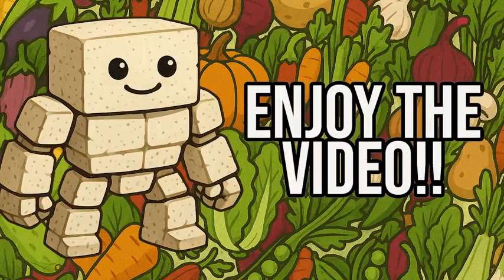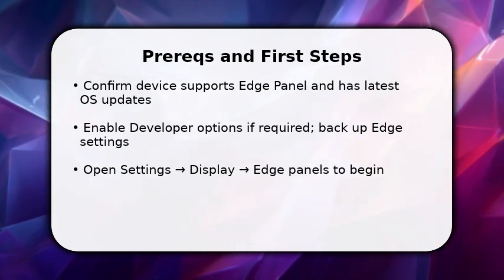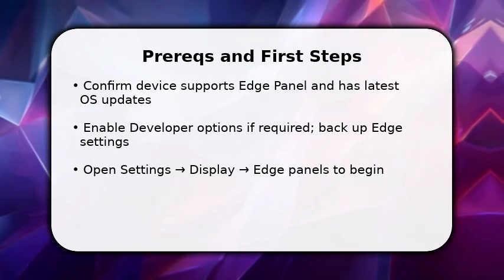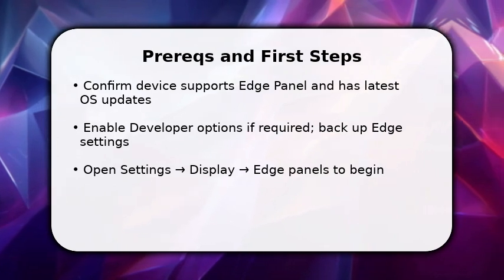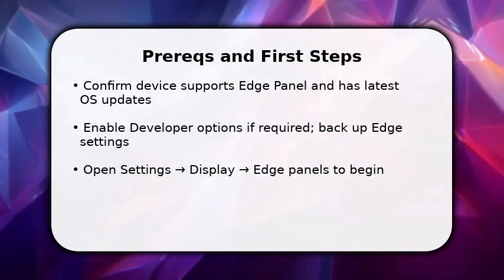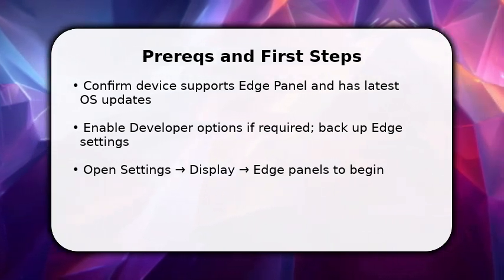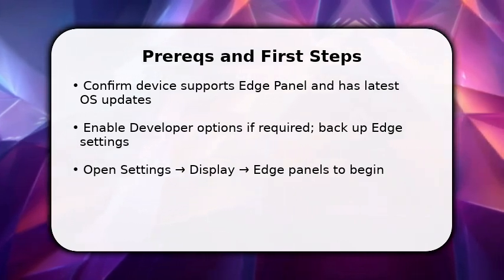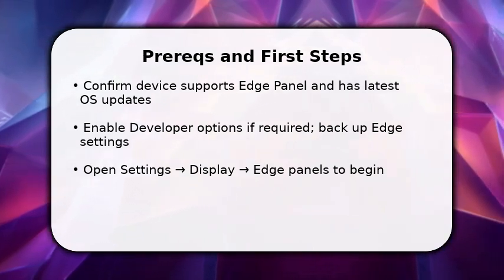Please enjoy the video. You start by confirming your phone supports Edge Panel and that software is updated. This avoids incompatible options later. Once done, make sure you have a stable Wi-Fi connection and back up any existing Edge settings so you can restore if needed. Then open Settings, go to Display, and tap Edge Panels. You'll see the toggle and the panel store. Enable the toggle and prepare to select or download panels that fit your workflow before moving to detailed setup.